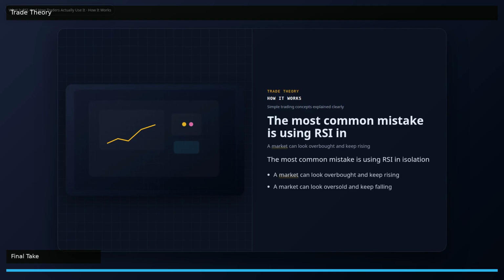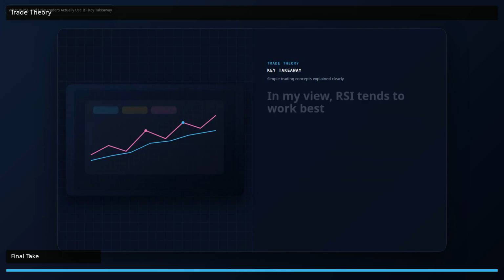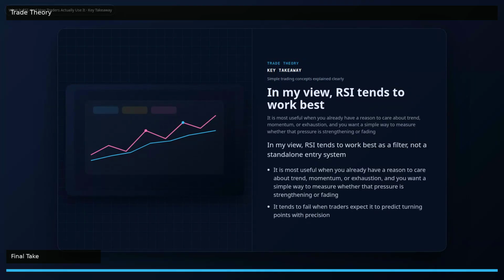In my view, RSI tends to work best as a filter, not a standalone entry system. It is most useful when you already have a reason to care about trend, momentum, or exhaustion, and you want a simple way to measure whether that pressure is strengthening or fading. It tends to fail when traders expect it to predict turning points with precision.